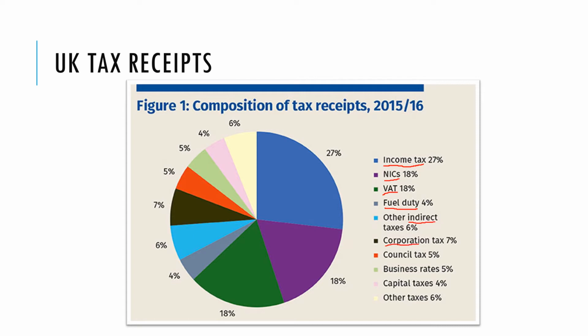Then quite low down, compare this perhaps with income tax, we have corporation tax. Then we have council tax, a local government tax applied to households. We also have a local government tax applied to businesses. Capital taxes, so if you buy or sell shares or property, you often have to pay a tax on the capital value. And there are a host of other taxes that we might consider.